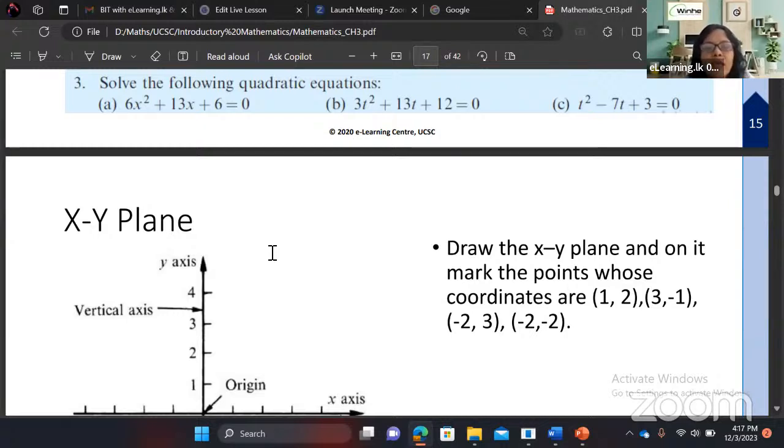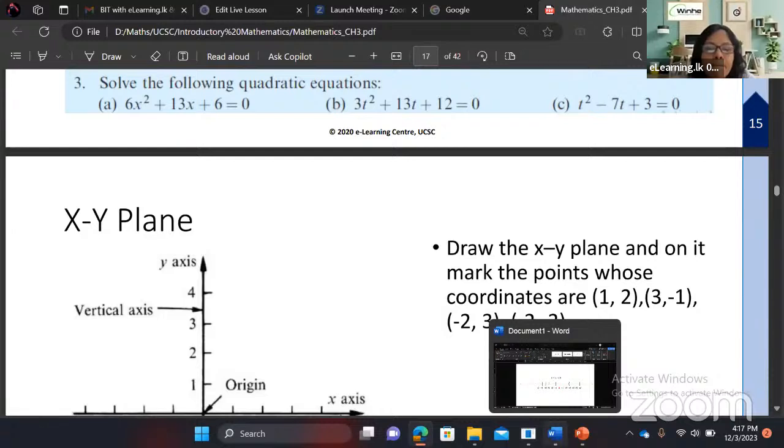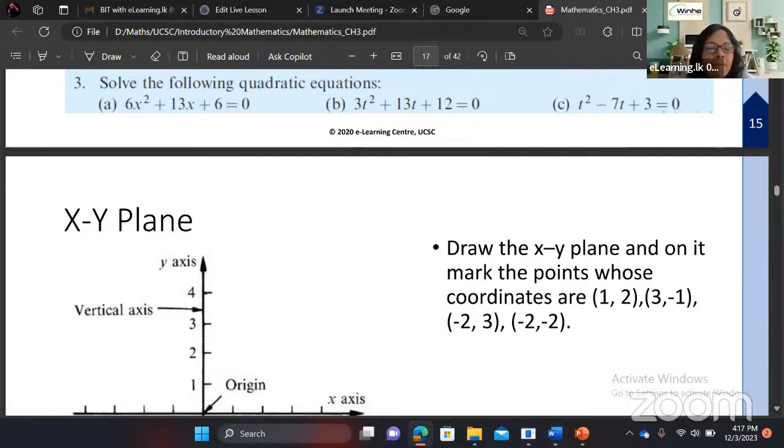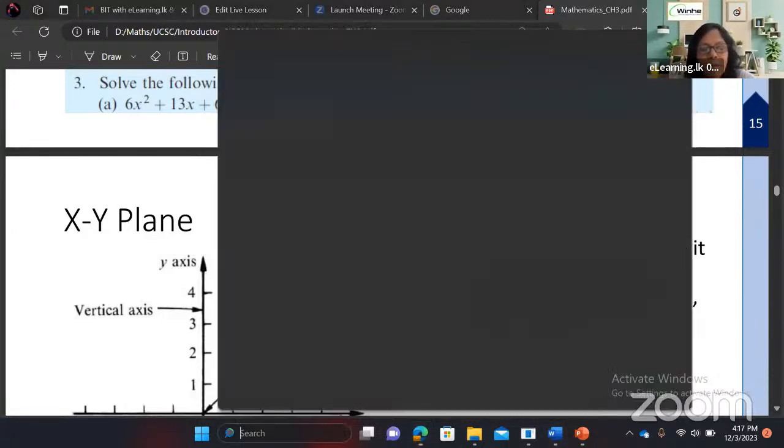Right, then we look at the operations on the XY plane. Today we are going to discuss that and inequalities, and then measurements, right? So what is meant by the XY plane? What is the XY plane?